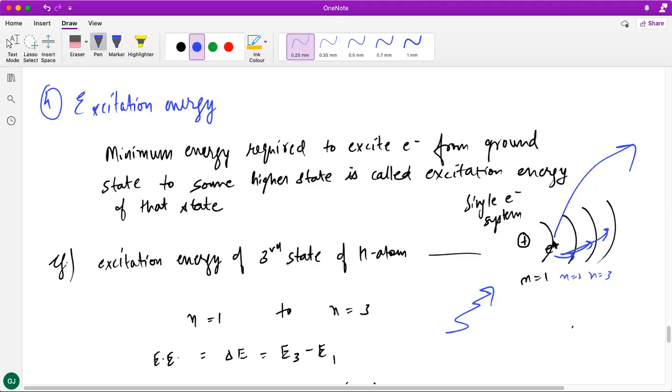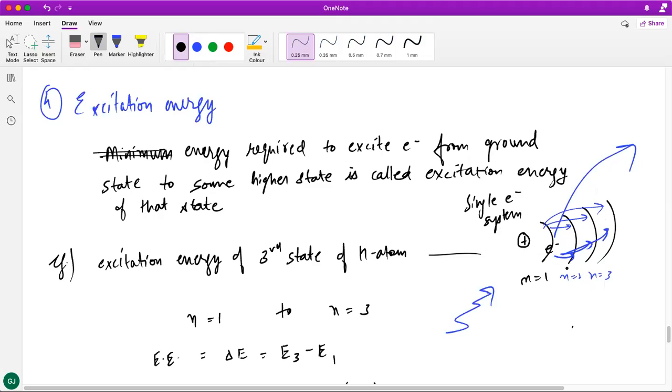Now, as you can see, going from n equal to 1 to n equal to 2, n equal to 3, n equal to 4, right? In fact I should not use the word minimum here because there is no range as such. I should rather use simply the word energy. So the energy required to go from n equal to 1 to n equal to 2 will be called the excitation energy of the second orbit.